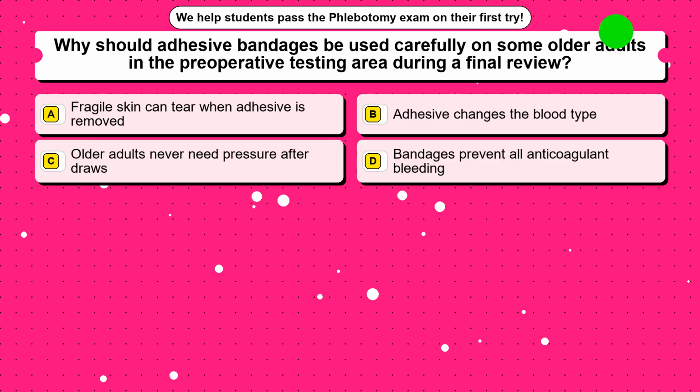Question 88. Why should adhesive bandages be used carefully on some older adults in the preoperative testing area during a final review? Option A. Fragile skin can tear when adhesive is removed. Option B. Adhesive changes the blood type. Option C. Older adults never need pressure after draws. Option D. Bandages prevent all anticoagulant bleeding.